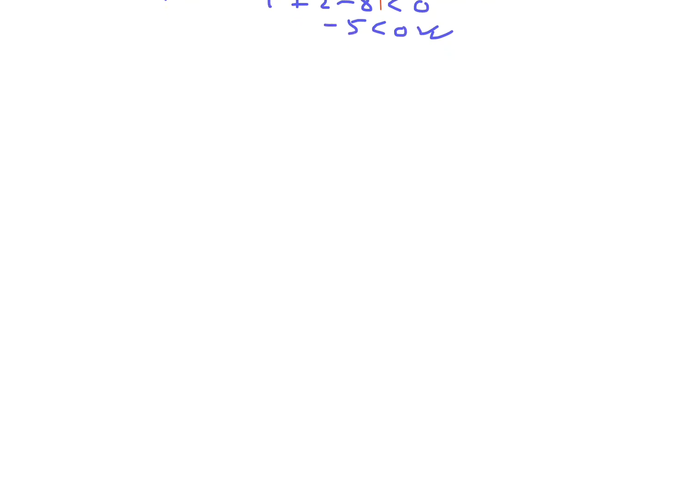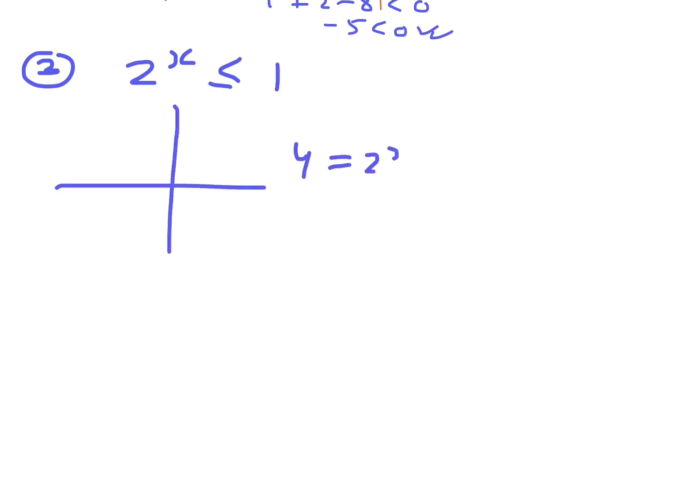Okay, so let's look at a third example. All right, so let's go for 2 to the x is less than or equal to 1. So I'm going to use the graph to solve that. I'm going to sketch y equals 2 to the x, which looks like that, and that goes through 1. And then I'm going to sketch y equals 1, which looks like that.